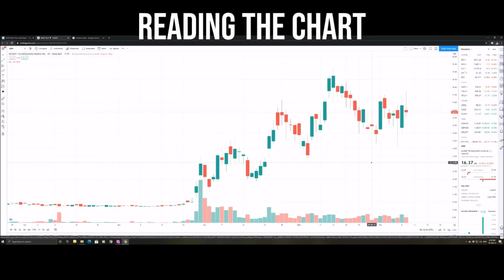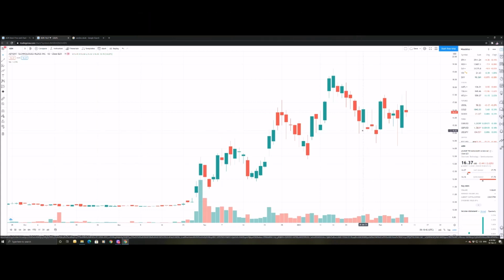Okay guys, welcome to a basic daily chart here. Each of these individual candles indicate a day's worth of trading. I'm using a website called TradingView, which is free for you guys to use. I've got absolutely no affiliation with them whatsoever. It's just a really good tool to be able to practice your charting.